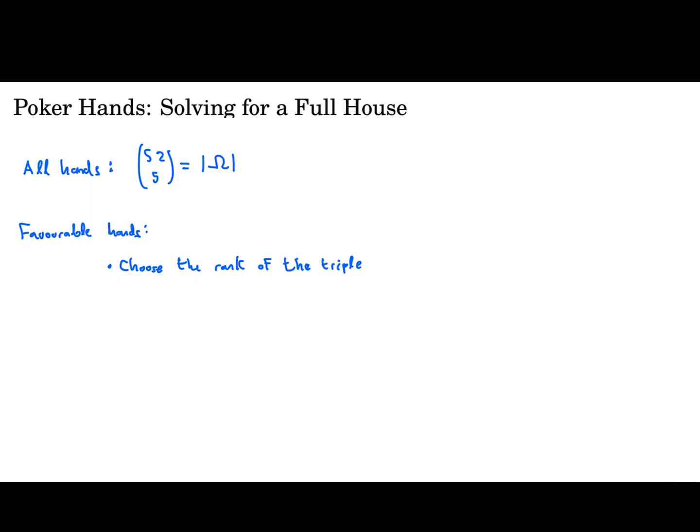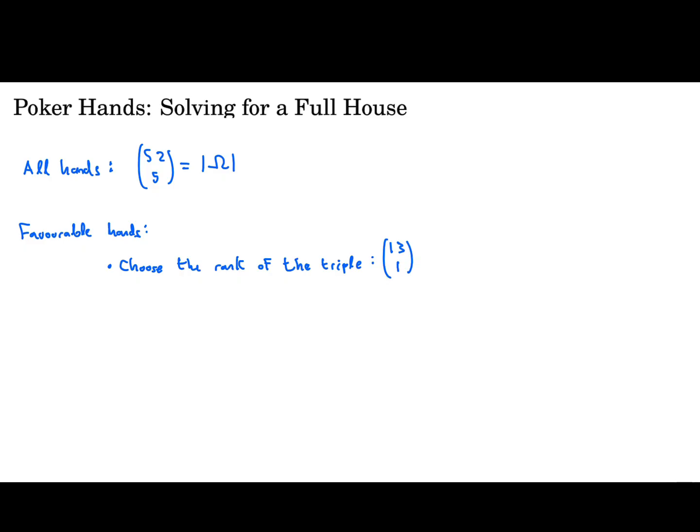The rank is just the number value of the card. And so how many ways can we do that? Well, there are 13 different ranks in a deck, right? They go ace, 2, 3, 4, 5, and then up to 10, and then jack, queen, and king. So you have 13 of them, and you need to choose one, right?